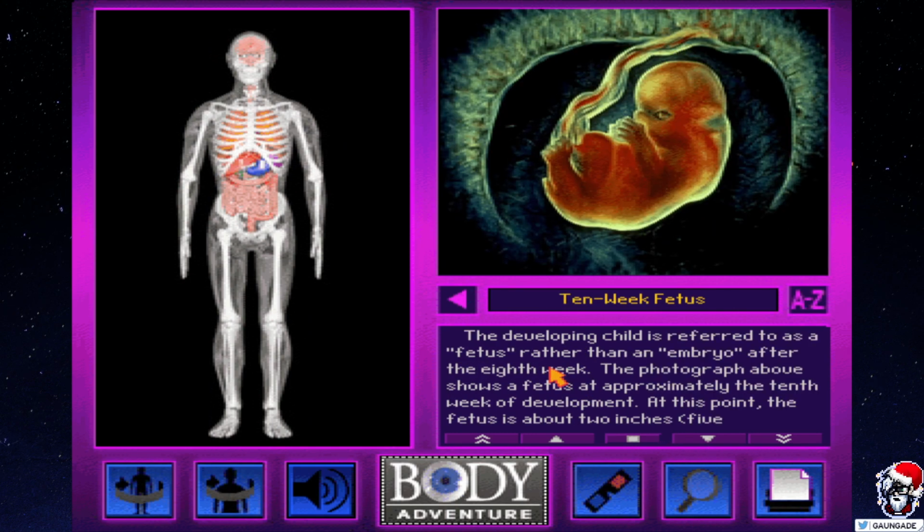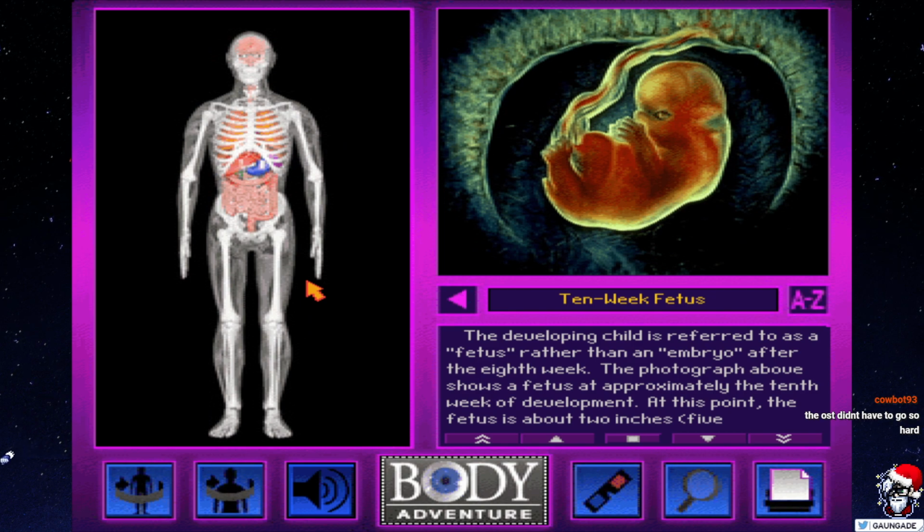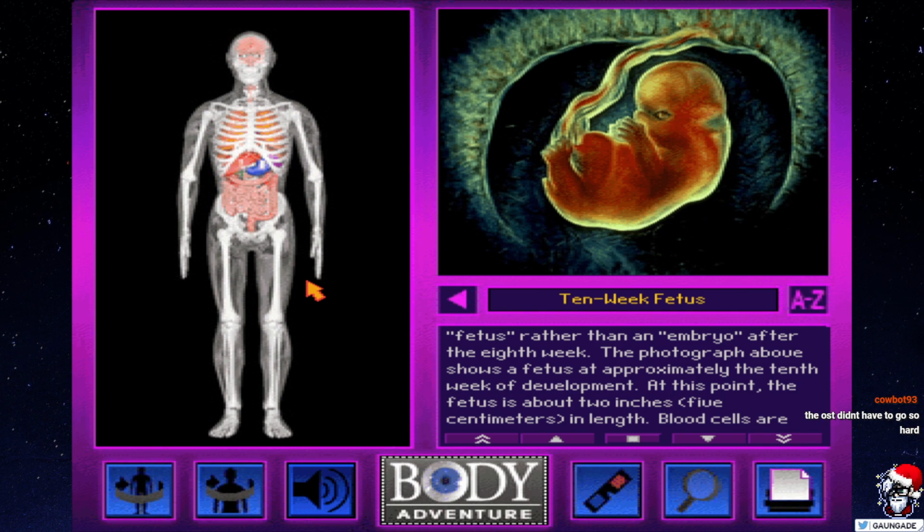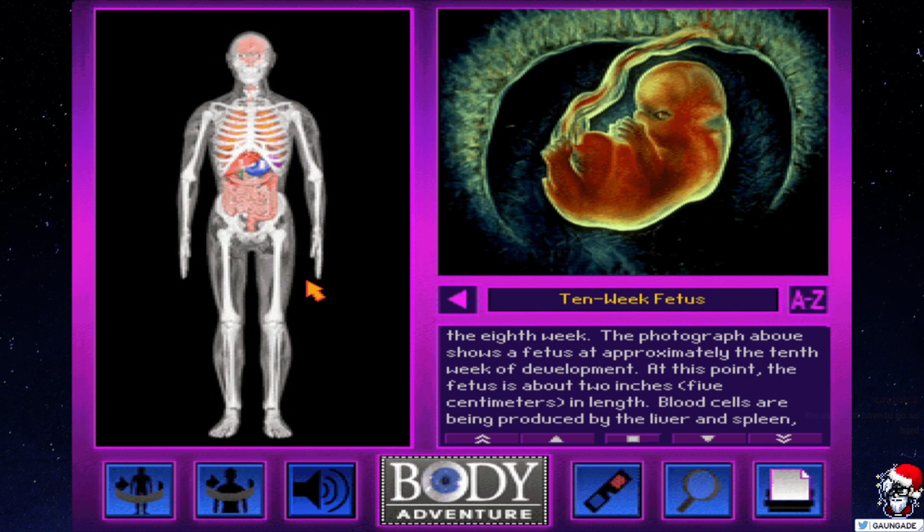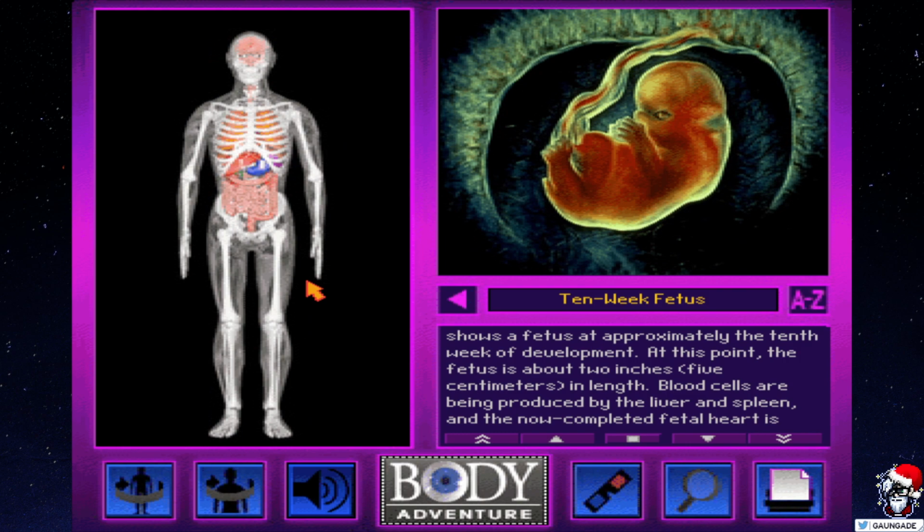Ten-week fetus. A developing child is referred to as a fetus rather than an embryo after the 8th week. The photograph above shows a fetus at approximately the 10th week of development. At this point, the fetus is about 2 inches, 5 centimeters in length.